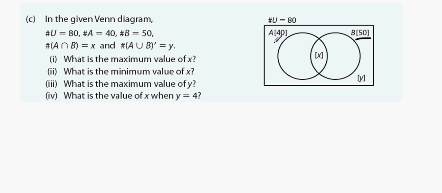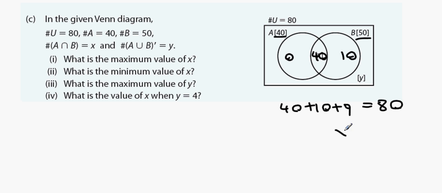B has 50, A has 40. Imagine 40 people did both A and B. This would leave 0 in here and would leave 10 in B. And this would mean that all of this together has to add up to 80. So it's going to be 40 plus 10 plus Y equals 80, and therefore Y must be equal to 30. So the maximum value of X is 40. And when this happens, Y is 30. So when X equals 40, Y equals 30.